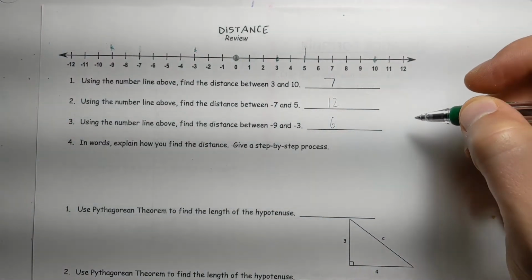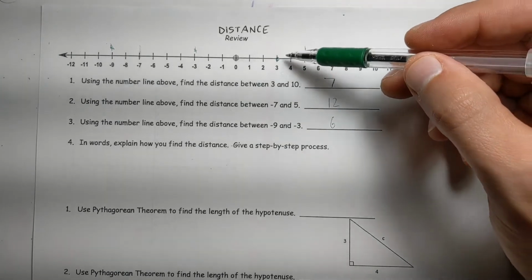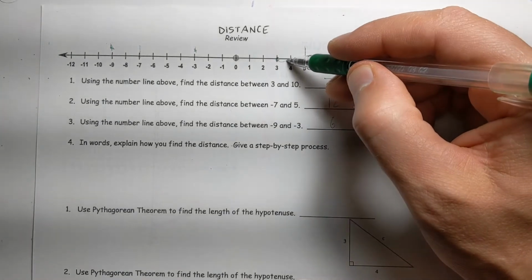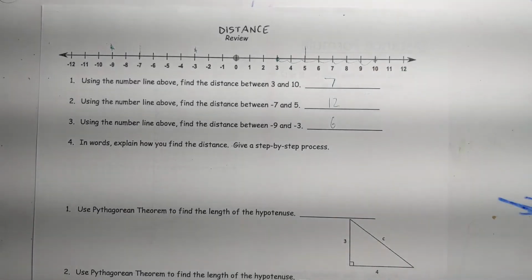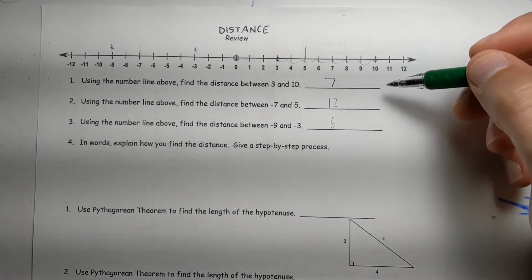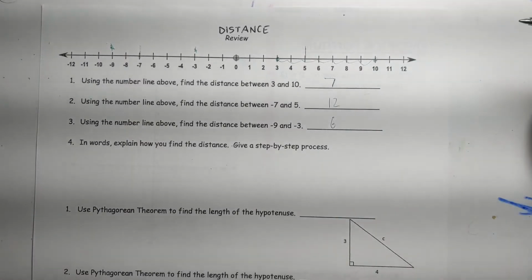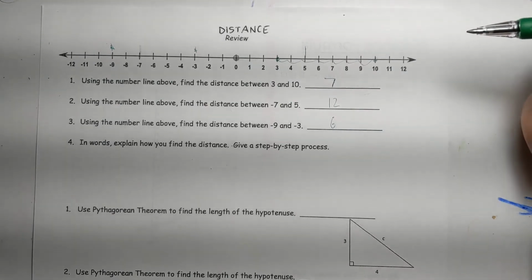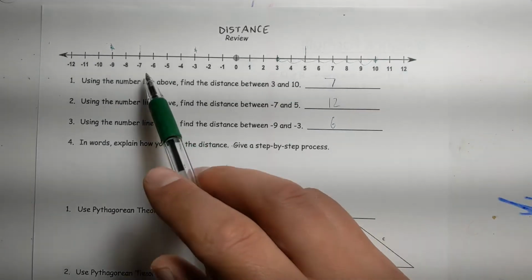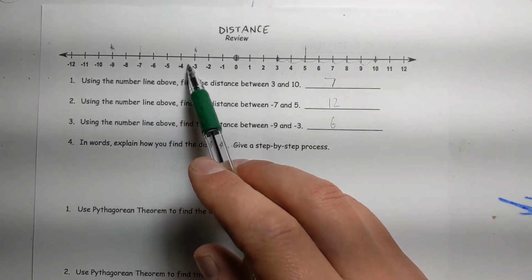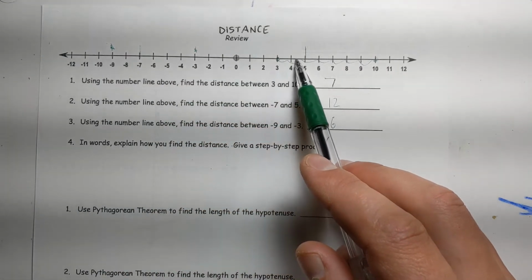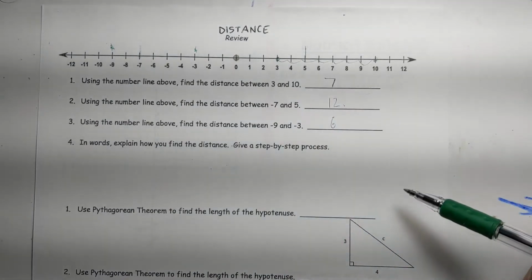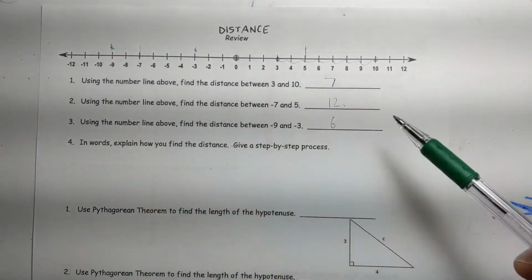Now, how do we get those numbers? Well, a lot of people just count. 1, 2, 3, 4, 5, 6, 7. That works just fine as long as the numbers are small. -7 to 5, we can count. 1, 2, 3, 4, 5, 6, 7, 8, 9, 10, 11, 12. And the same thing from -9 to -3.